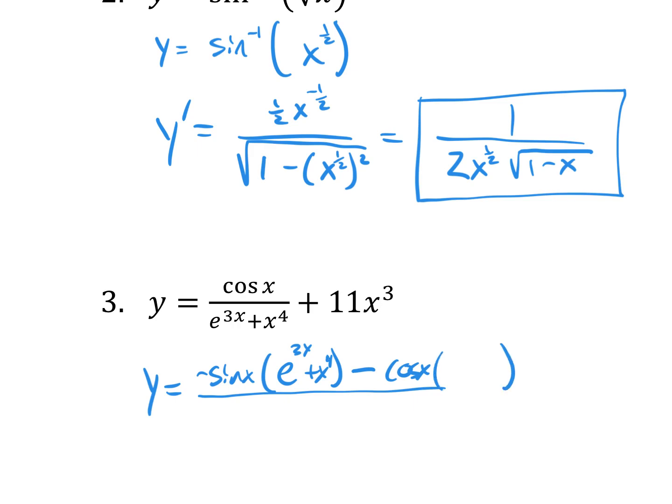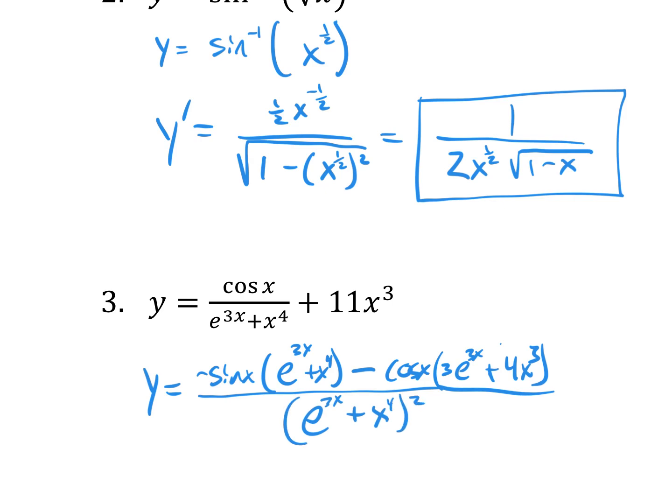The derivative of the bottom, I've got a little chain rule going on here. The derivative of e to the 3x: take the derivative of 3x, which is 3, and the derivative of e to the 3x is e to the 3x, plus 4x cubed. There you have it, all over e to the 3x plus x to the fourth squared.